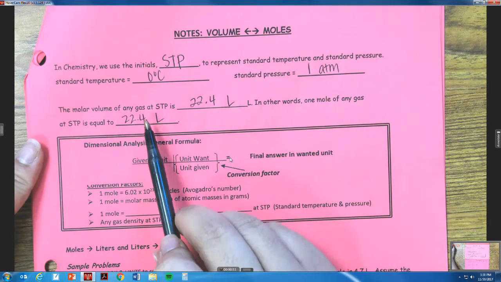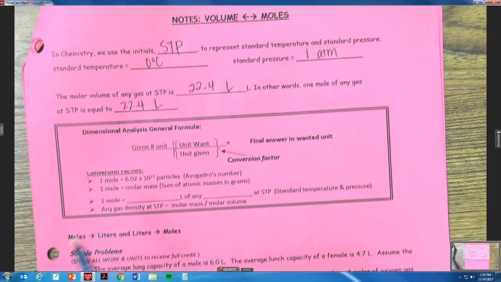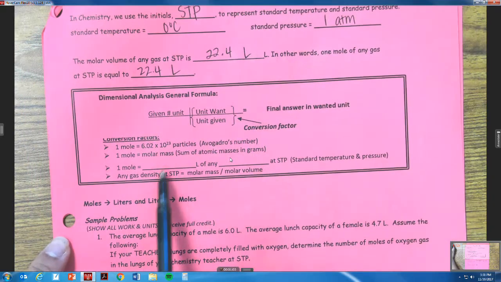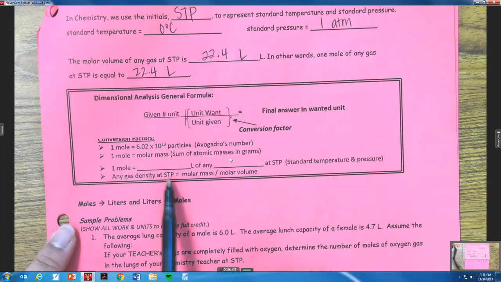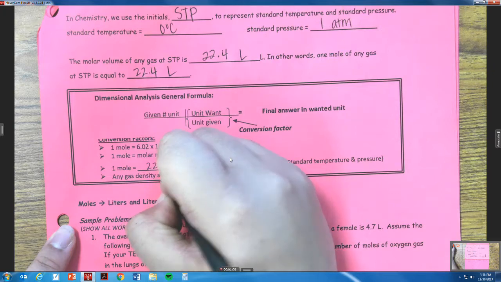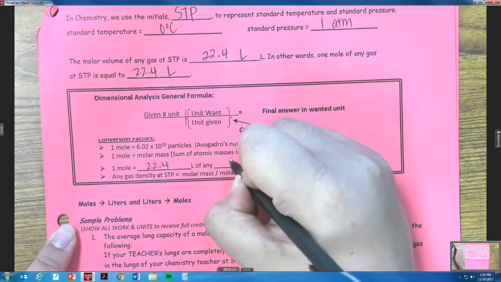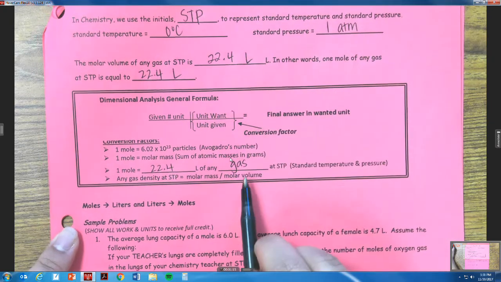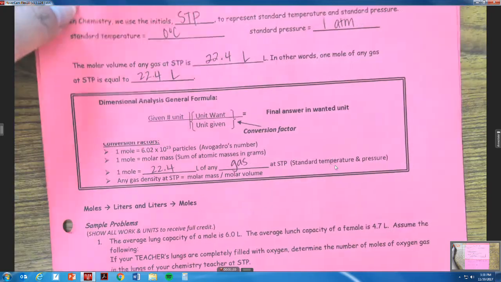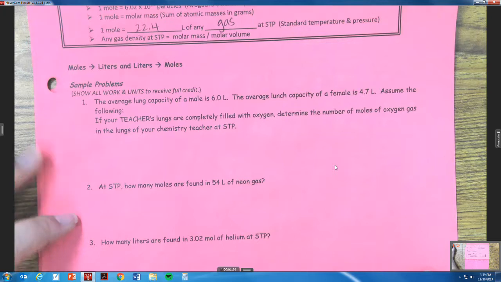That's going to be our conversion factor when going from volume to moles or moles to volume. So in our little conversion factor table, 1 mole is equal to 22.4 liters of any gas. This only applies to gas. Okay, so let's go ahead and work a few sample problems out.